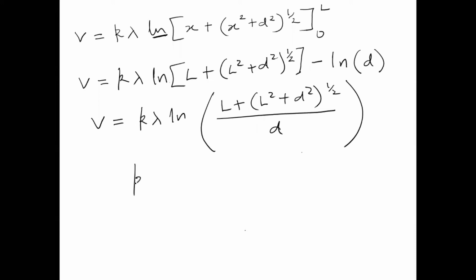K is equal to 1 over 4 pi epsilon naught. And then lambda will just be equal to the total charge over the total length. Then you substitute them there. Then you have your final answer. Any questions? Okay, no questions.